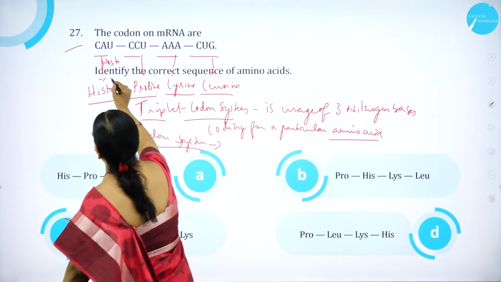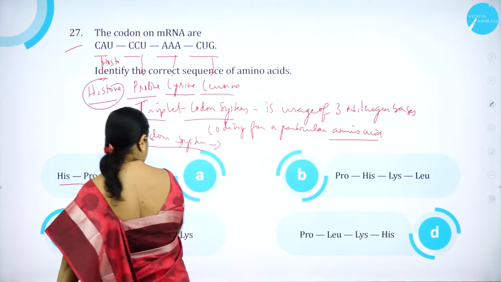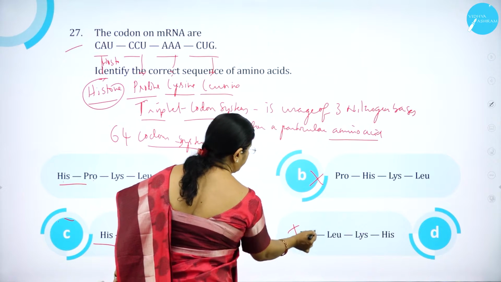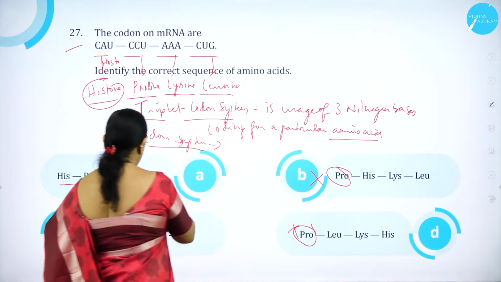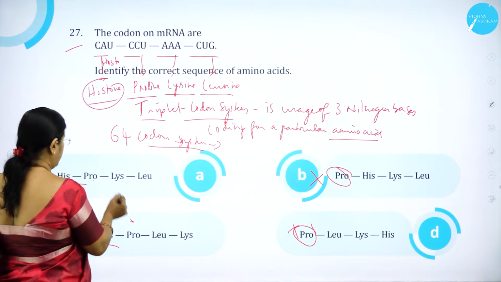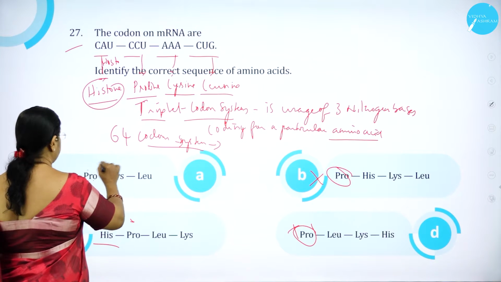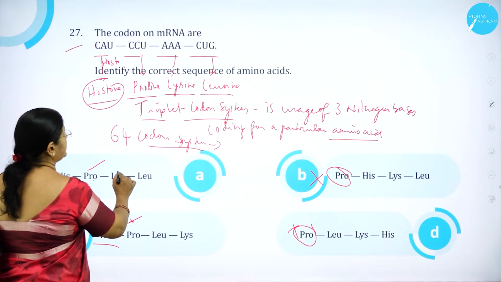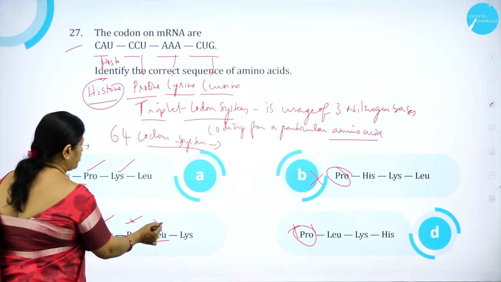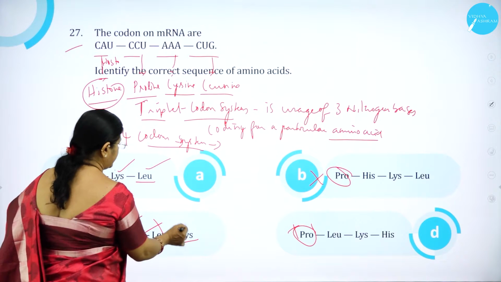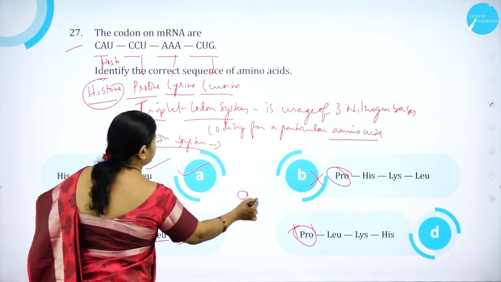So first one should come what? Histidine. Here you can see histidine, here you can see. So this is wrong, this is wrong. First is proline here. So among these two you have to check which is the correct option. Here also you can see histidine. Second one is proline, here also proline. Third one is lysine. Here it is leucine, wrong. Here fourth one is leucine, correct. Here lysine. So option A is correct.